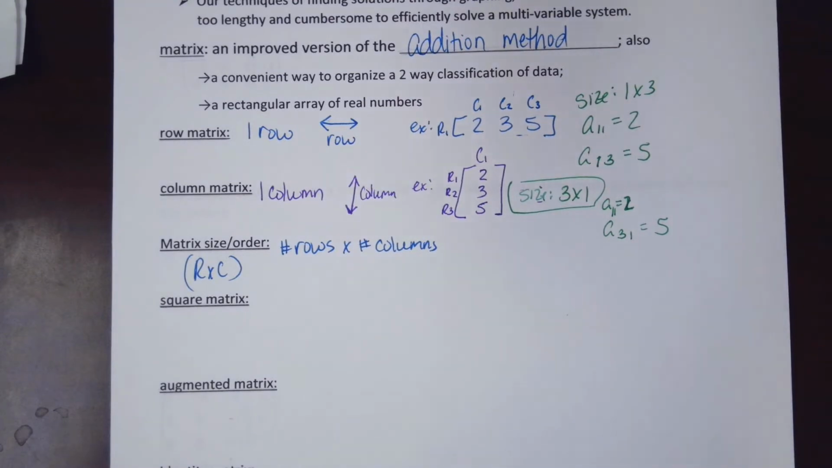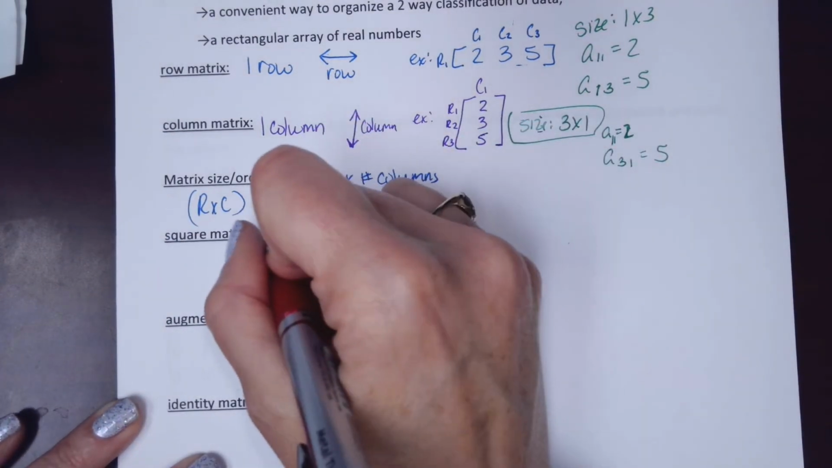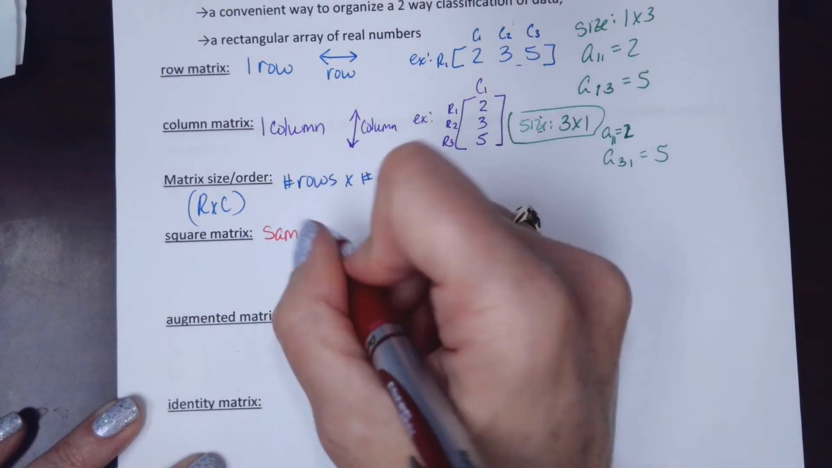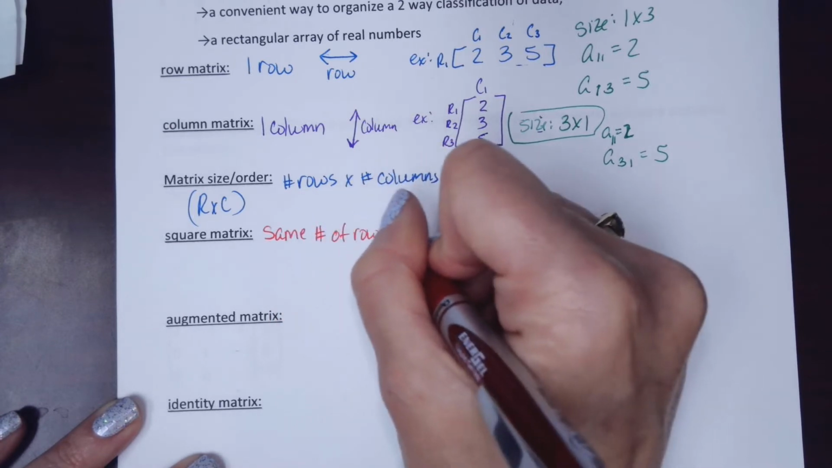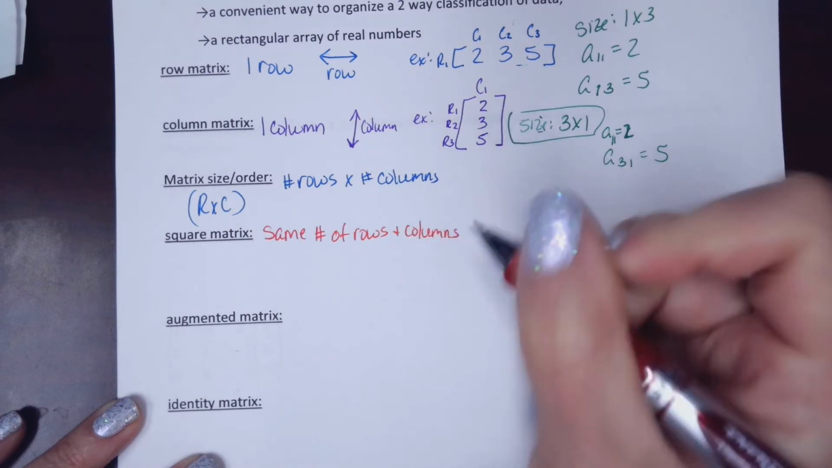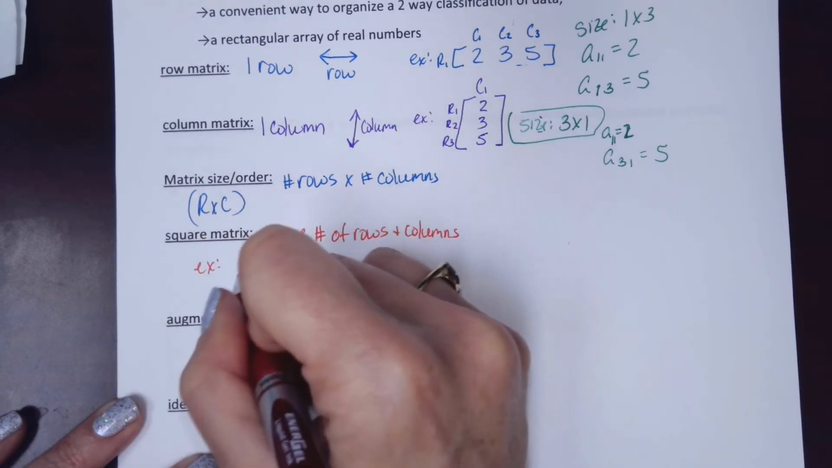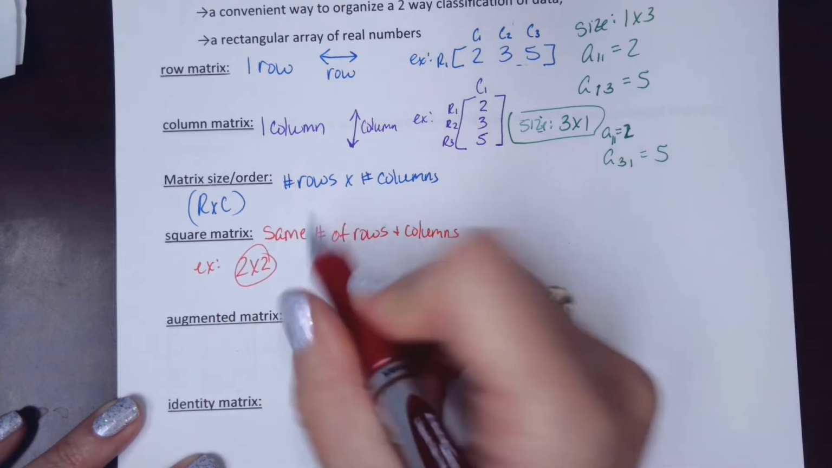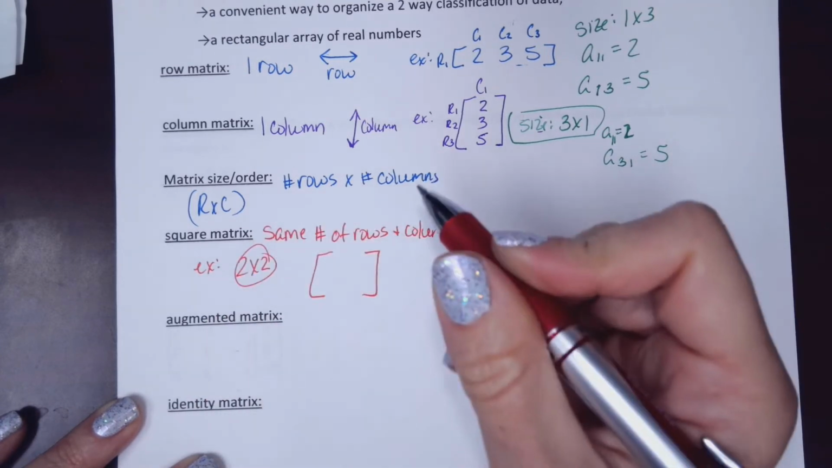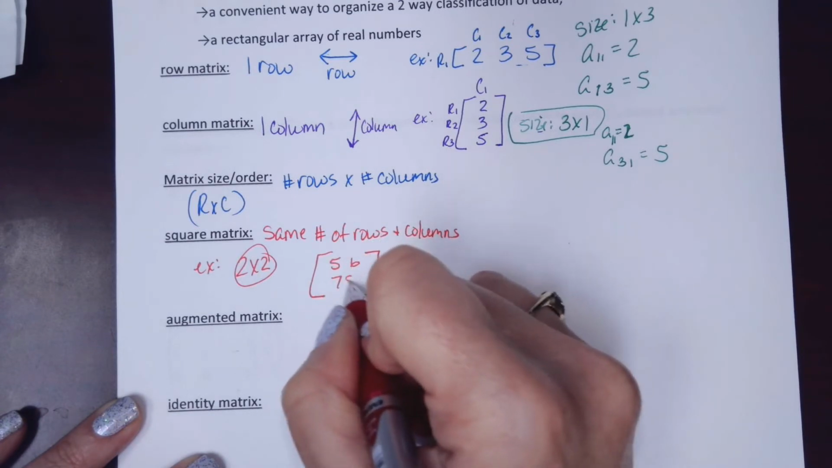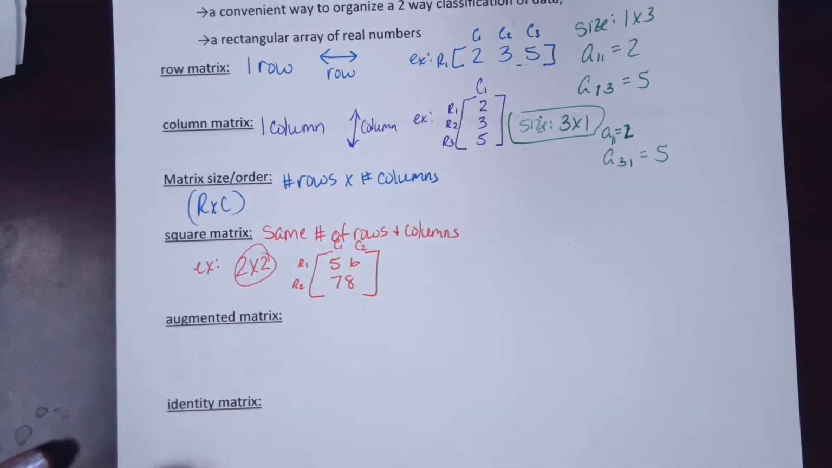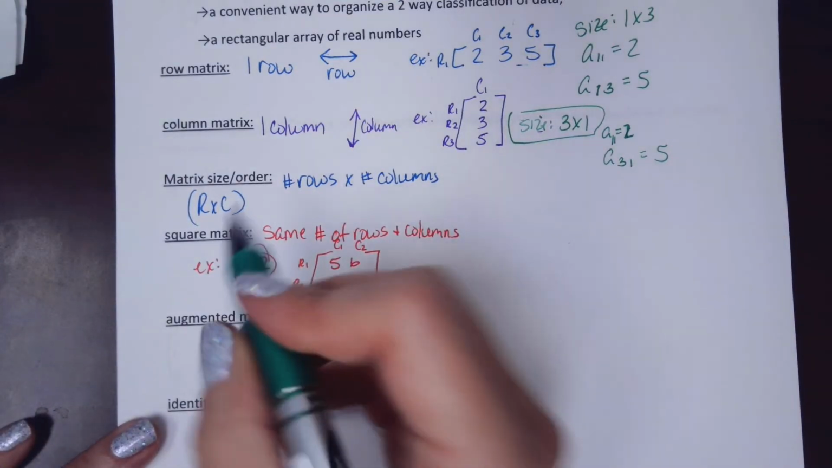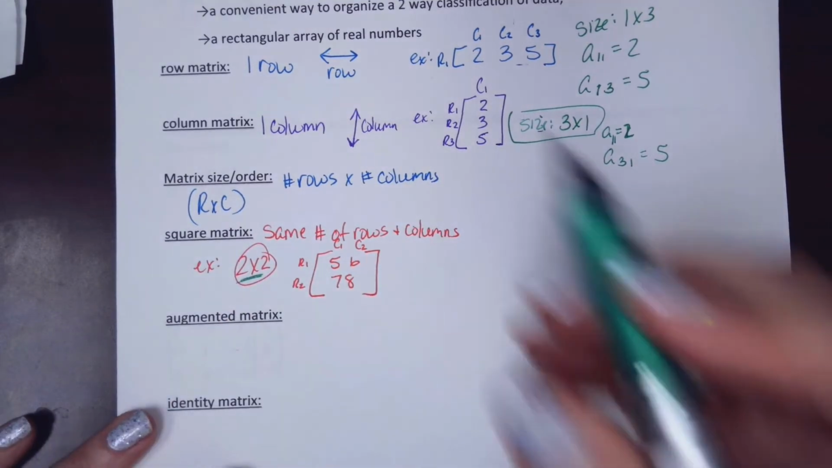Now, a square matrix, we use square matrices a lot. A square matrix has the same number of rows and columns, so that our information, our elements, make a square. So, for example, if I have a 2 by 2 square matrix, I'm going to have 2 rows and 2 columns. So I've got row 1, row 2, column 1, column 2. The size of this matrix, we said it's a 2 by 2 square matrix.